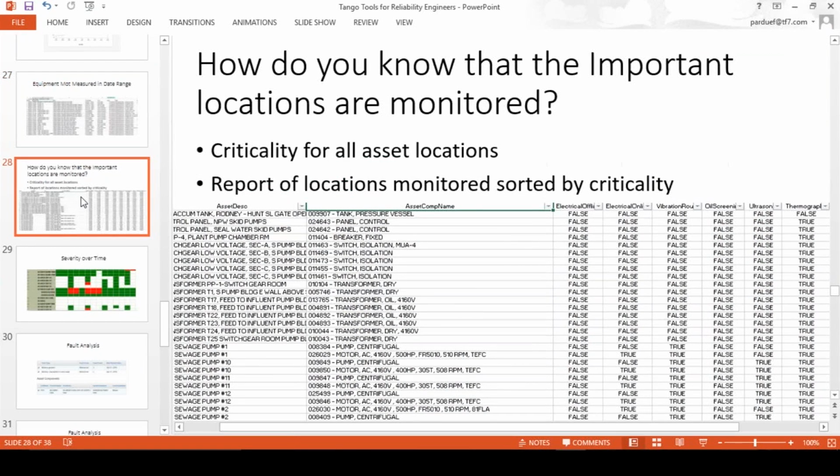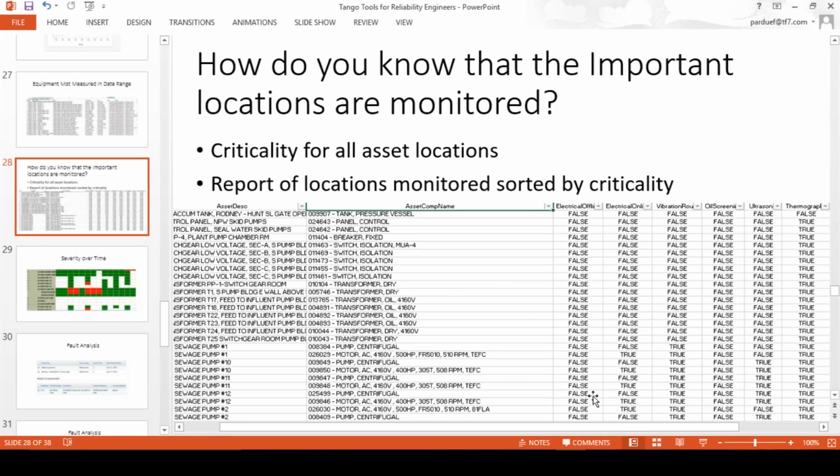So then there's another report, and that is, I pose the question: how do you know that important locations are being monitored? And so there's another report that tells me for each location which technologies are being applied. So as you see, most of these, here's a lot of switch gear, here's a pump, and so here are the technologies: electrical offline, electrical online, vibration, oil, ultrasonic, tomography, and just true or false beside each technology.